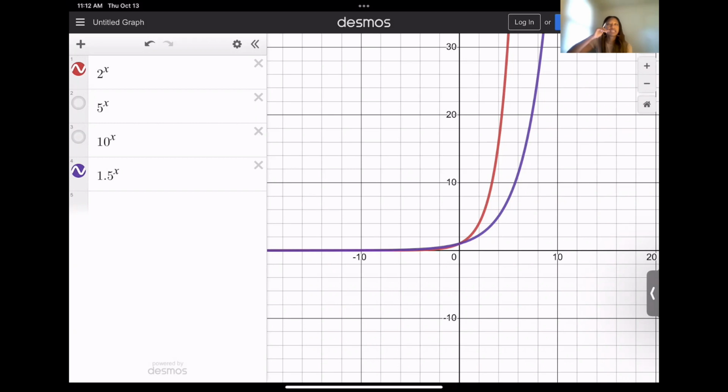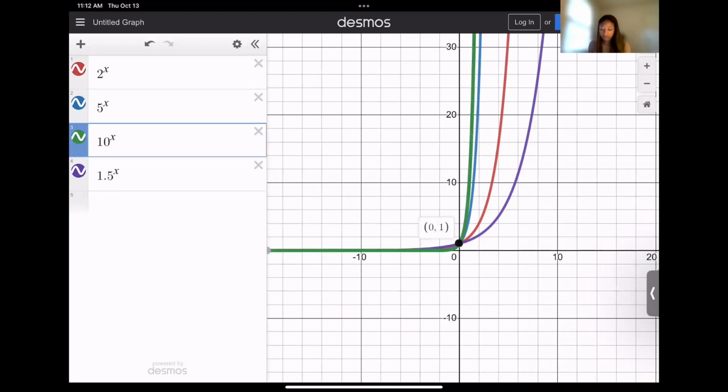As our base gets bigger, the graph has the same shape, but the increase is just going to be steeper and steeper. So 5 to the x and then 10 to the x. If we did 20 to the x, it would be even closer. The top part would be even closer to the y-axis, a steeper graph. All right, so all exponential growths have the same shape. They all have this y-intercept and they all have this horizontal asymptote.